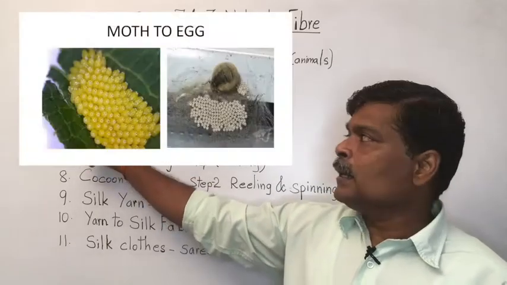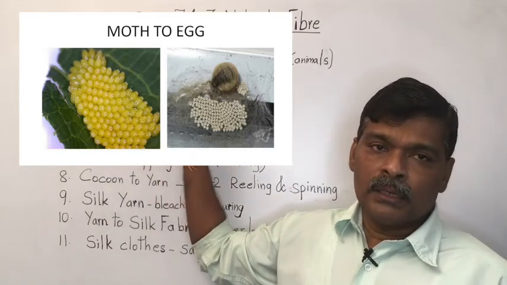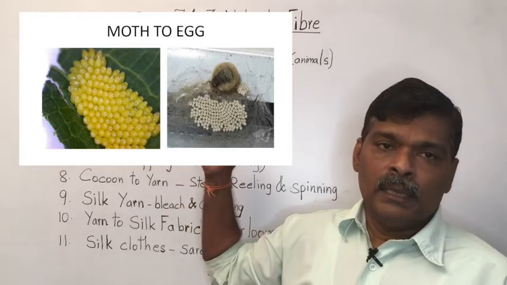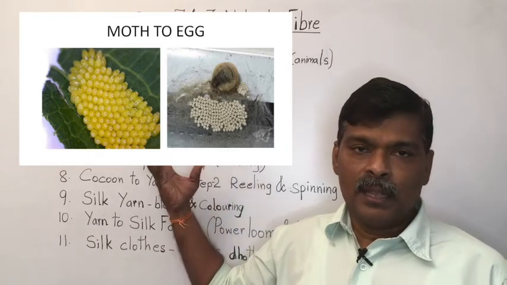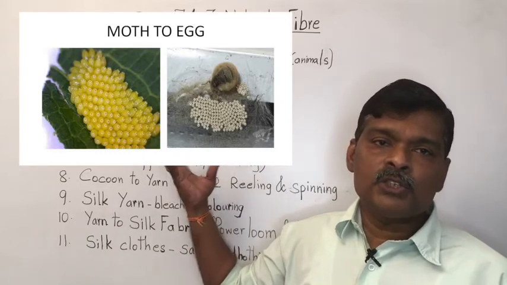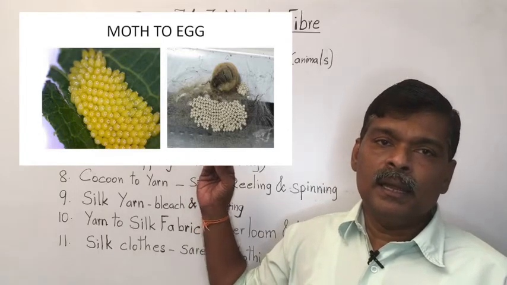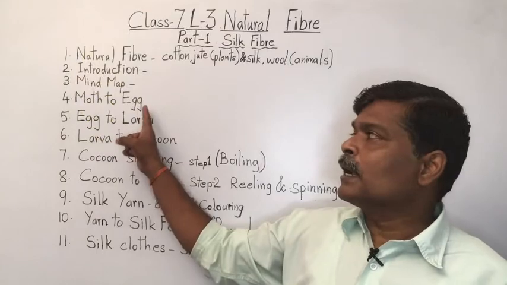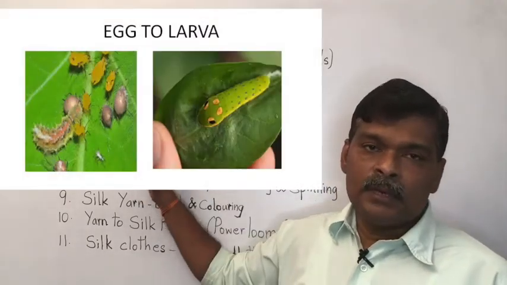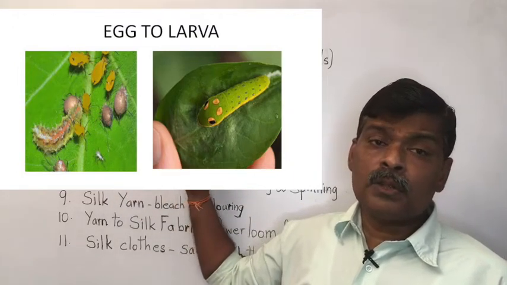An adult big moth which feeds on mulberry or teak or oak leaves lays hundreds of eggs on the leaves or twigs of that same tree. They hatch in sunlight. Sunlight heat is enough for hatching the eggs, and each becomes a small larva. So, egg to larva: these hundreds of eggs hatch and release hundreds of larvae.